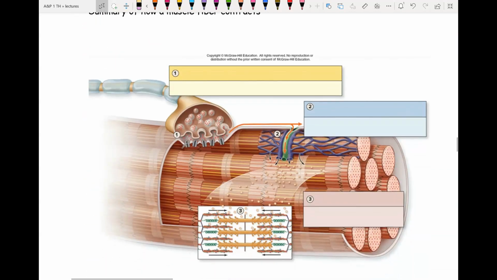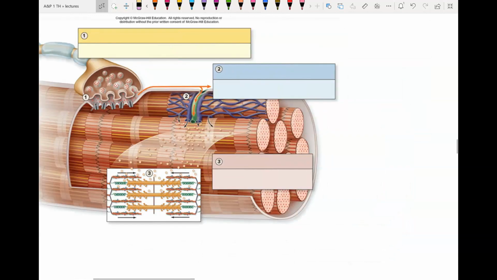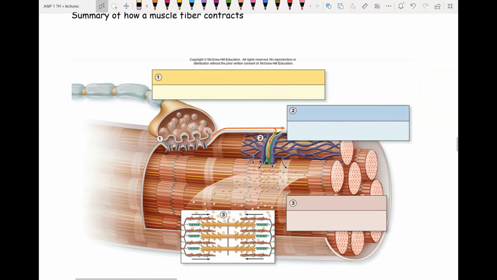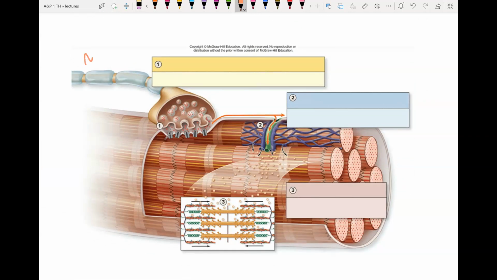Okay, so one last picture here is to just kind of put all that together, go over it in the big picture, and talk about how you get back to relaxed. So this is just a summary. Here we have our neuron, and here it is secreting neurotransmitter, which is acetylcholine. You can abbreviate this ACh. This is the neurotransmitter that makes muscles contract.